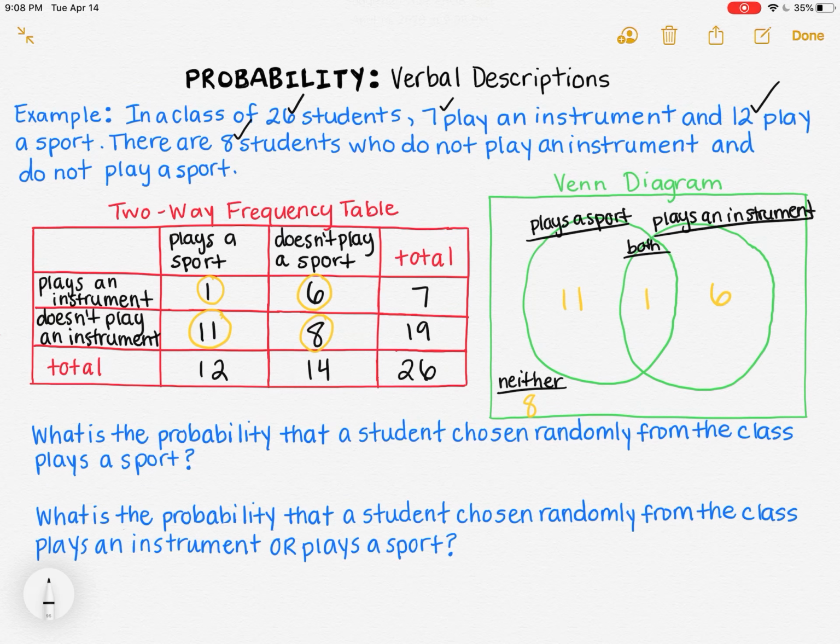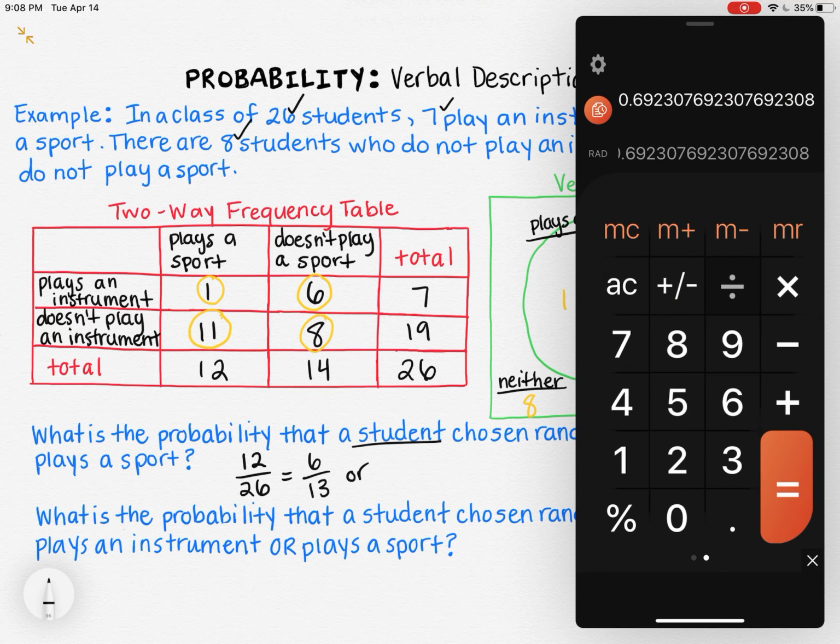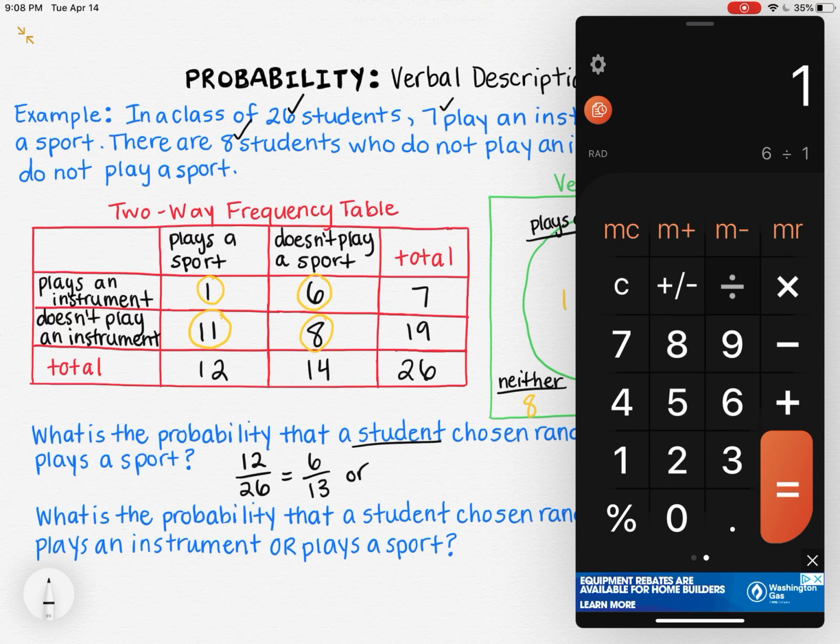What is the probability that a student chosen randomly from the class plays a sport? Since I'm talking about a student, any student in the class, my probability is going to be out of 26 because that's my total number of possible students. And I just want to know the probability that they play a sport. So I need to know the total number of students in the class that play a sport. I can go to the plays a sport column and down to the total, I see that it's 12. So the probability is 12 out of 26, which is also 6 out of 13.